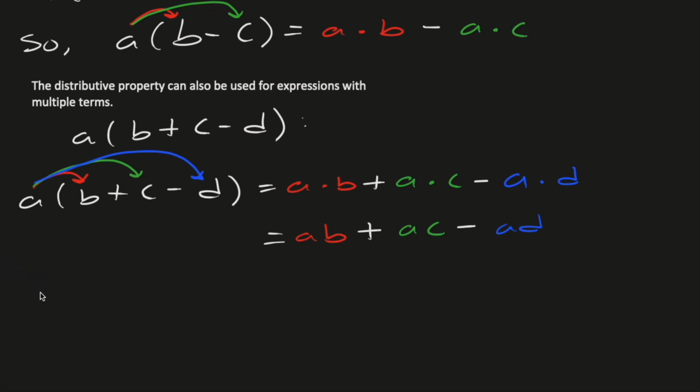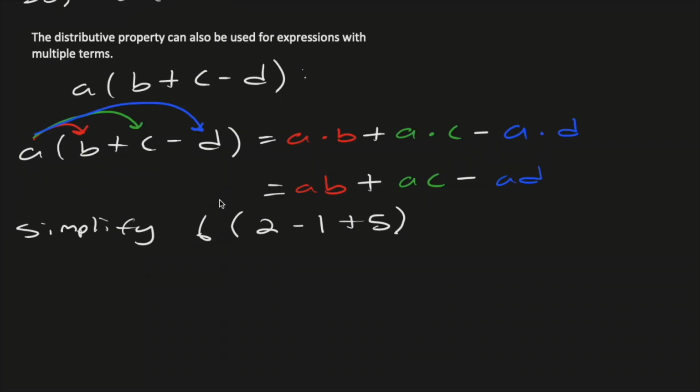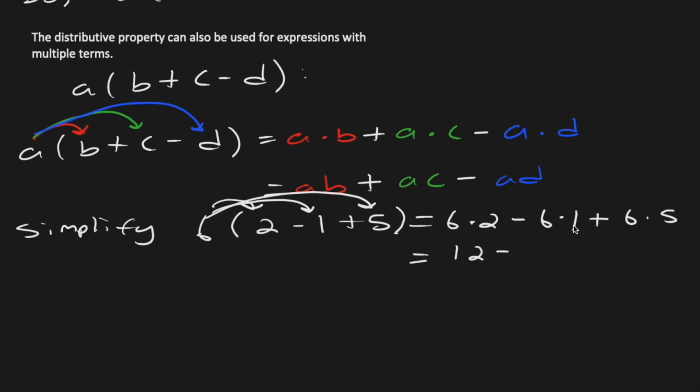So why don't we actually use some numbers here, okay? Let's simplify 6, open parentheses, 2 minus 1 plus 5. Let's follow our arrows. We know that this would be equal to 6 times 2. I'm going to bring that negative over, minus 6 times 1. Bring the plus sign over, 6 times 5. We know that 6 times 2 is equal to 12, minus 6 times 1 is equal to 6, plus, because we're bringing the plus sign down, 6 times 5 equals 30.